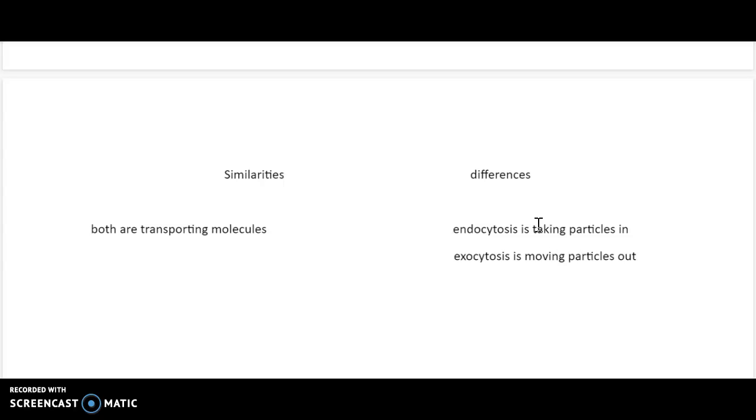Another similarity would be both require energy. They're both active transport. Both are transporting molecules, both are active transport and require energy. Endocytosis is taking particles in, and exocytosis is taking particles out.